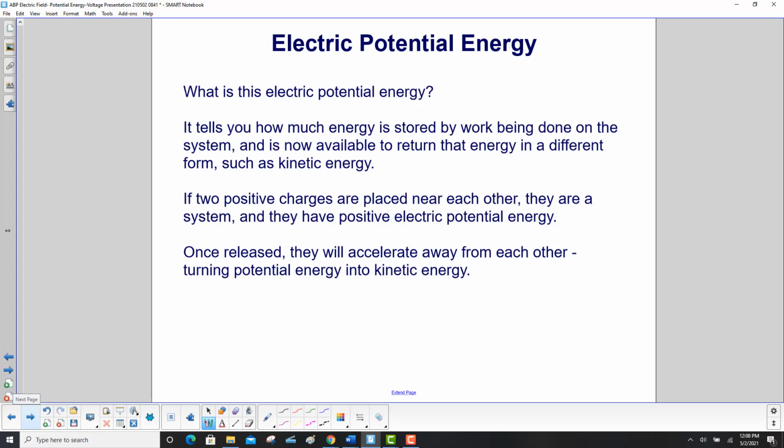What is this electric potential energy? It tells you how much energy is stored by work being done on the system and is now available to return that energy in a different form, such as kinetic energy. If two positive charges are placed near each other, they are a system, and they have positive electric potential energy. Once released, they will accelerate away from each other, turning potential energy into kinetic energy.